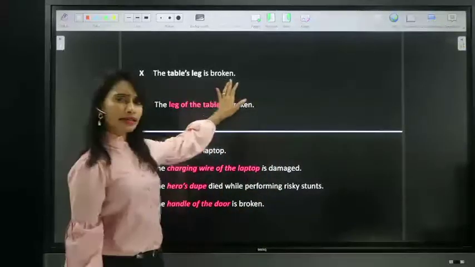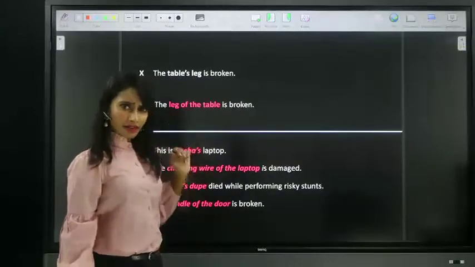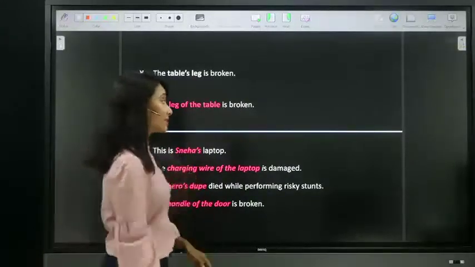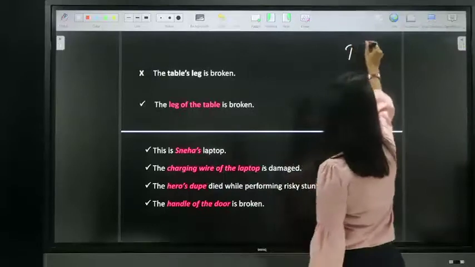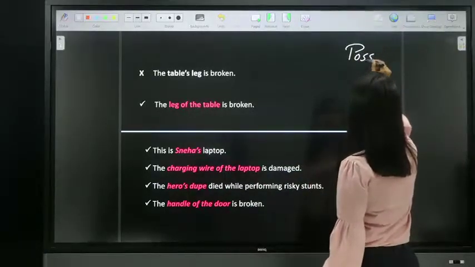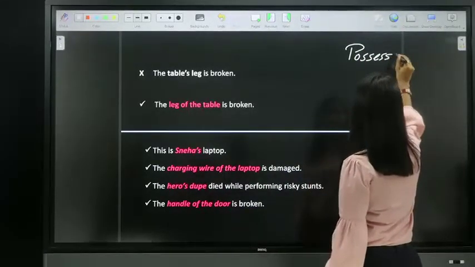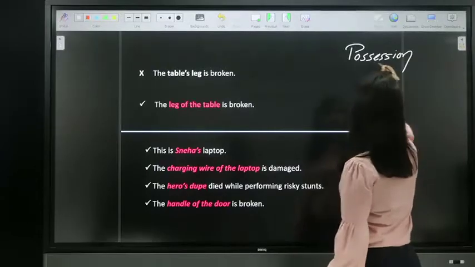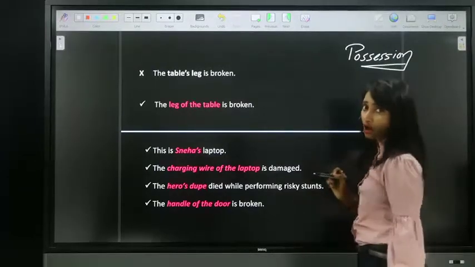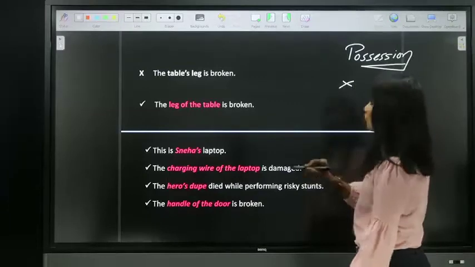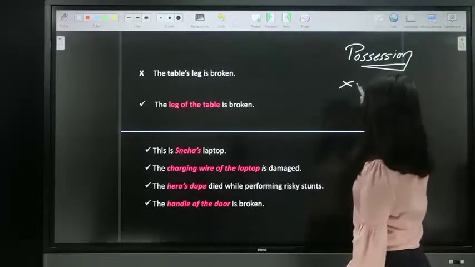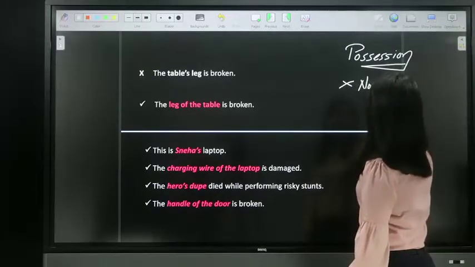The table's leg is broken. Can we give possession to non-living beings? This is the first rule we have discussed under possession, the usage of possession. Can we give possession for non-living beings? The answer is no. We generally give possession for only living beings.